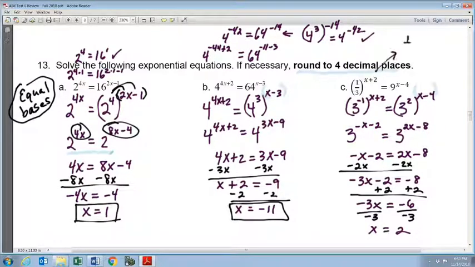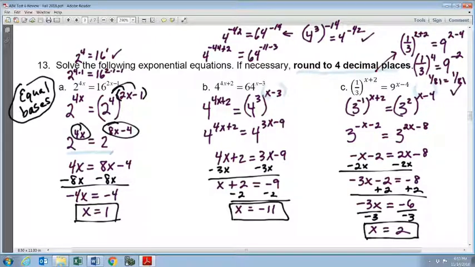And again, you can check this. 1/3 to the 2 plus 2 power should equal 9 to the 2 minus 4 power. 1/3 to the 4th power should equal 9 to the negative 2 power. Well, if you multiply 1/3 times 1/3 times 1/3 times 1/3, you get 1/81. And 9 to the negative 2 power, well, I know 9 squared is 81. So 9 to the negative 2 would be 1 over 81. And so that is correct.